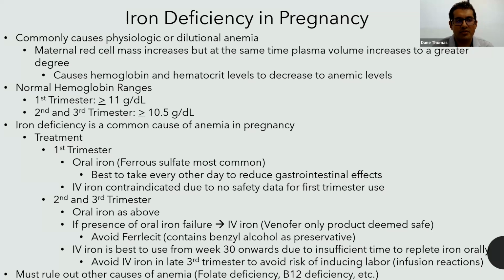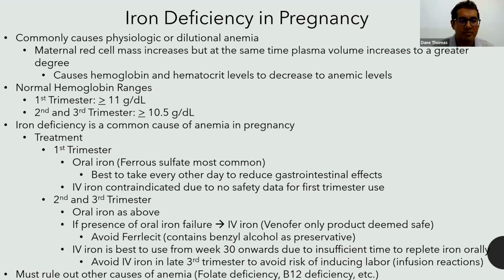During the first trimester, the goal of their hemoglobin is to be greater than or equal to 11. And in the second and third trimester, the patient's goal is to have a hemoglobin of greater than or equal to 10.5. Iron deficiency is a very common cause of anemia in pregnancy. Treatment of iron deficiency in pregnancy is very broken down by trimester.